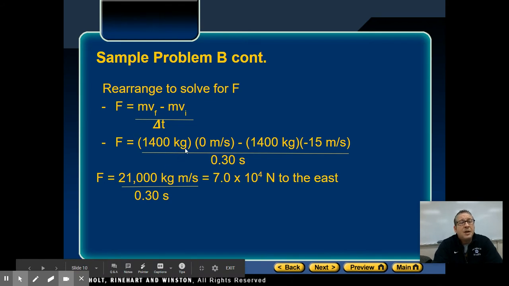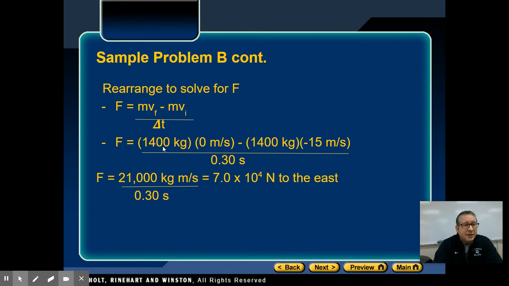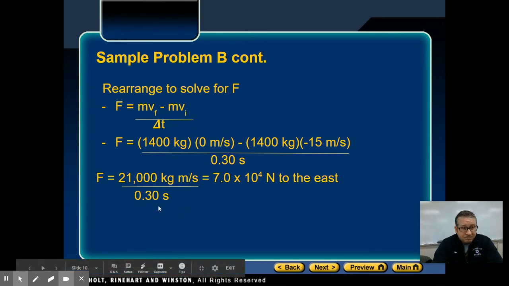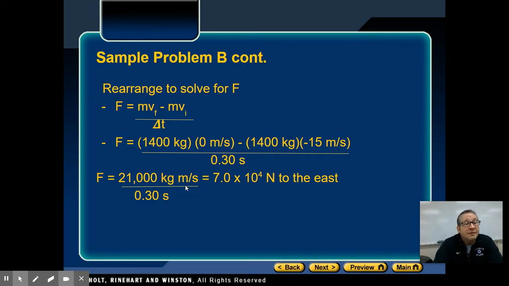Once we've done that, we input our known values. Again, mass is in here twice because it's the same vehicle. The final velocity, in this case, came to a stop, so 0 meters per second. Again, its initial was negative 15 meters per second as it traveled westward. As we solve for this, we make sure we keep in mind the units that are going to be involved.